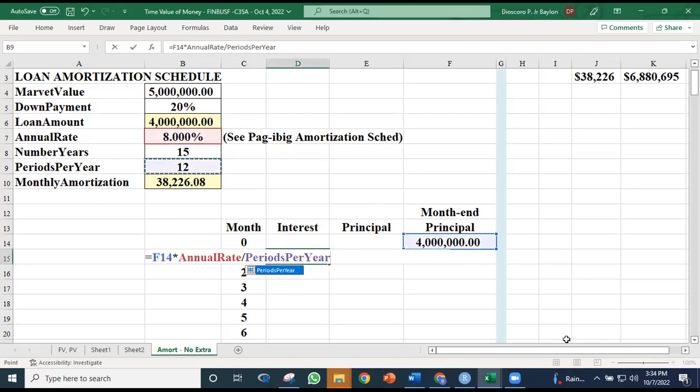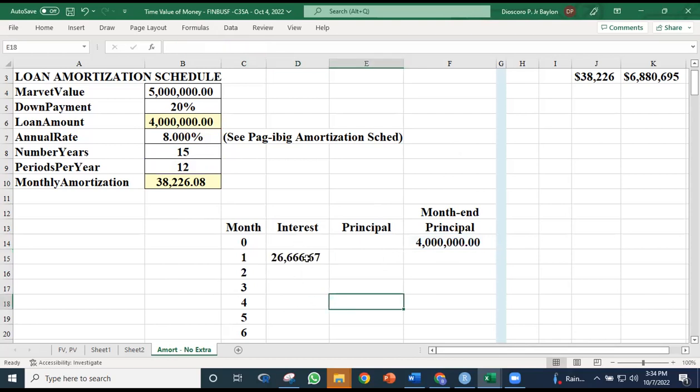Okay, so ang interest rate natin, effective rate natin will be 8% divided by 12. And then, imo-multiply natin siya sa balance natin. So, control enter. So, this will be the interest, 26,667. Okay. So, ang mapupunta sa principal, importante ito kasi ito yung ibabawas natin sa balance natin.